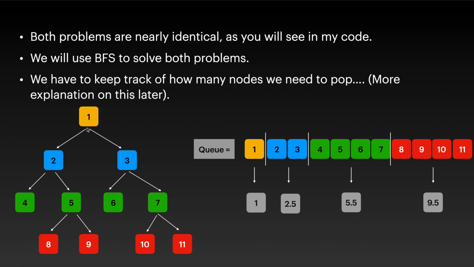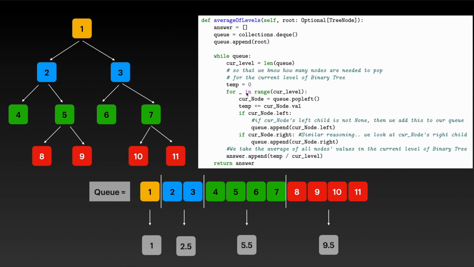If you look here, we have 2 nodes in this level, we have 4 nodes in this level, and we have 4 nodes in this level. We have to come up with a way to count how many times we have to pop, and that's using this. We have a while loop here, and every single time before we run this for loop, we check the length of this queue, right? Initially, the length of this queue will be 1, so we only pop once, right? That makes sense. You pop this one, then our queue will be empty.